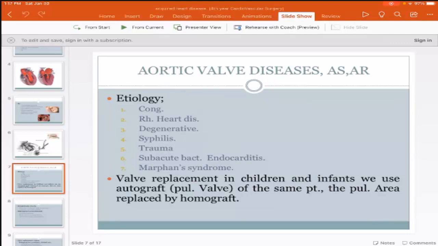It leads to damage of the valve, especially when you have a bicuspid valve, not a tricuspid. Or maybe you have Marfan syndrome. This is Marfan syndrome. It is a long, taller person with a high arched palate, tall. This is what we have in Marfan syndrome.